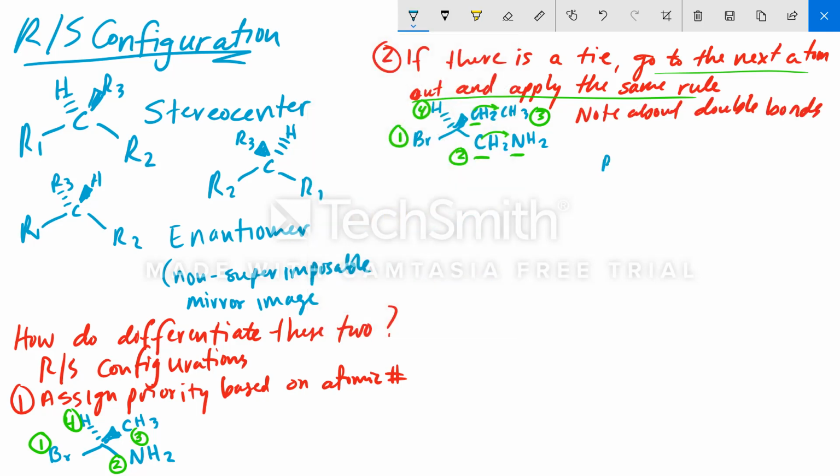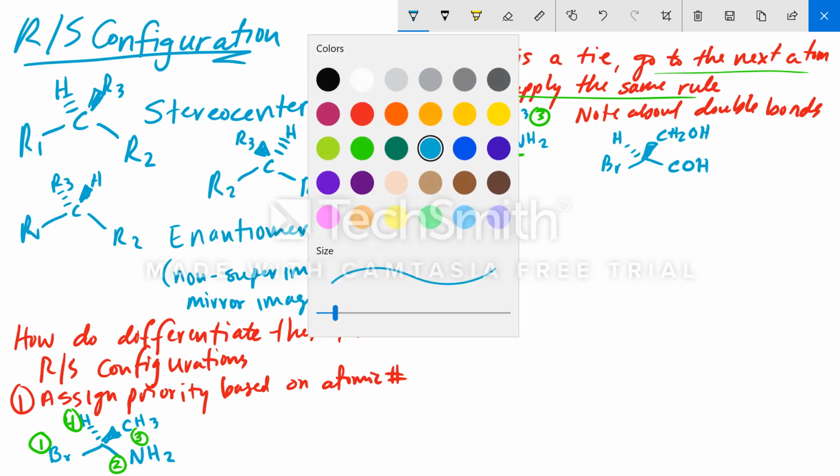A quick note about double bonds in these molecules. Say we had a molecule like this. Realize that that COH I just drew is actually an aldehyde. Sometimes it's difficult to see. So this carbon has 2 bonds to that oxygen. And we'll give a hydrogen again.